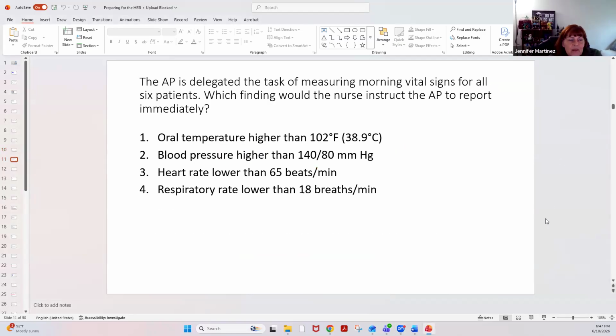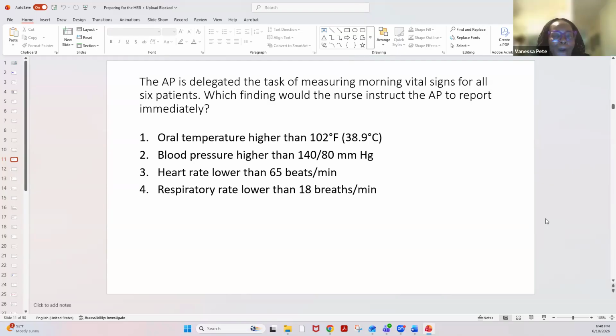All right. The AP is delegated the task of measuring morning vital signs for all patients, all 6 patients. Why, there's only 4, but which finding would the nurse instruct the AP to report immediately? An oral temp higher than 102, a blood pressure higher than 140 over 80, a heart rate lower than 65, or a respiratory rate lower than 18. Which one of those do we want the AP to come back and report to us immediately?